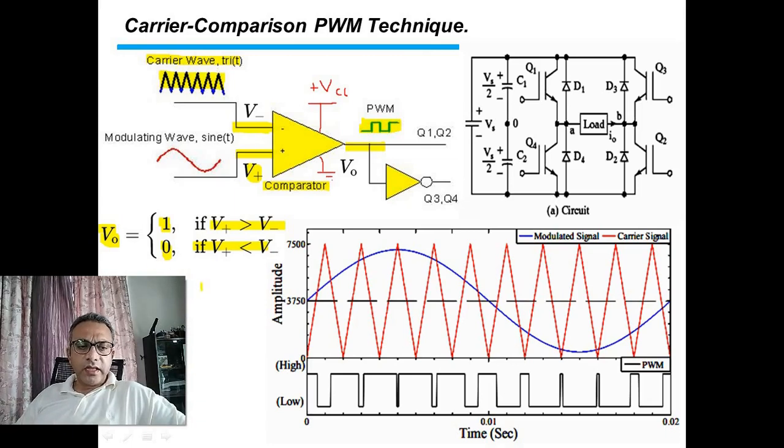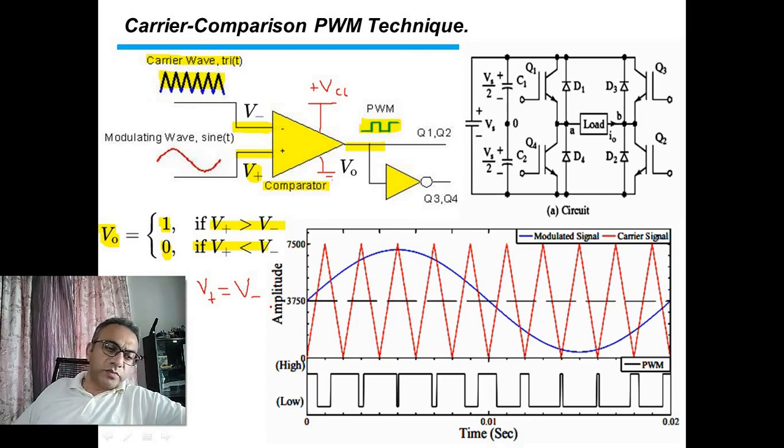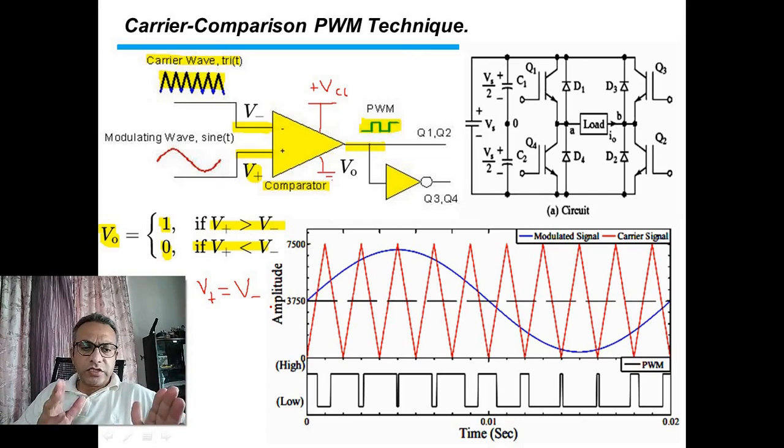Now, the third case can also be possible when V positive is equal to V negative. So when we compare two items, or two signals, there are three possibilities. First possibility is that one signal is larger than the other. Second possibility is that the first signal is smaller than the other. And the third possibility is that both signals are the same.